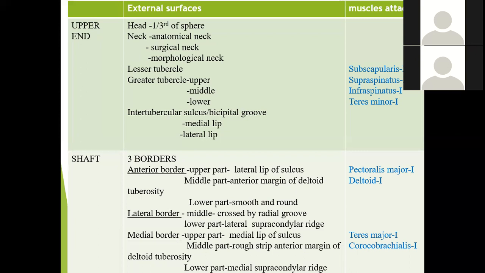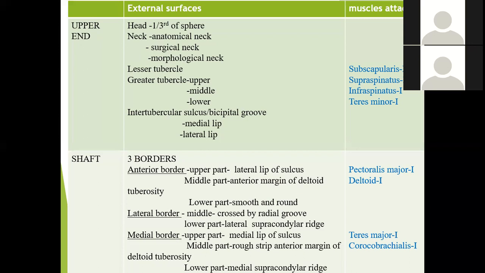Now we are coming for the borders. So the anterior border, lateral lip. The lateral lip of the intertubercular sulcus gives insertion for a muscle called pectoralis major. And in the middle part we have the deltoid tuberosity, isn't it? The deltoid tuberosity gives insertion for the deltoid muscle.